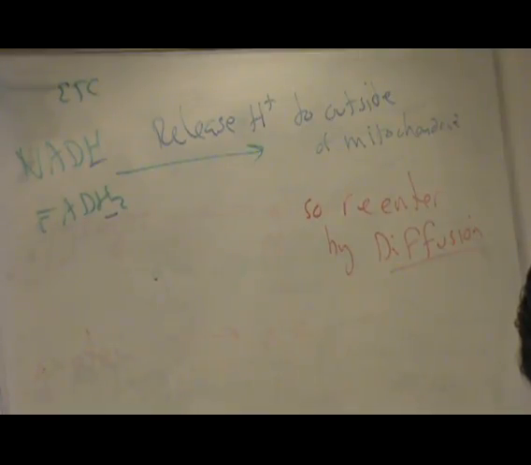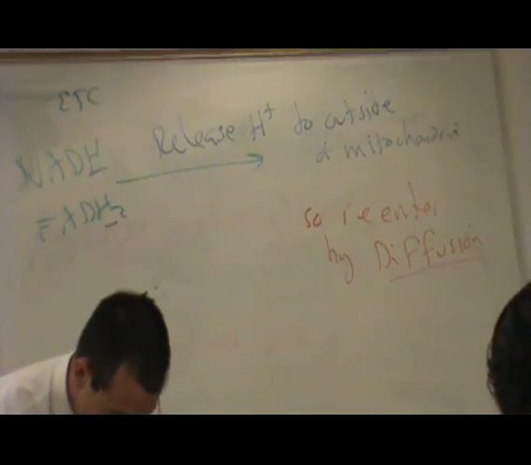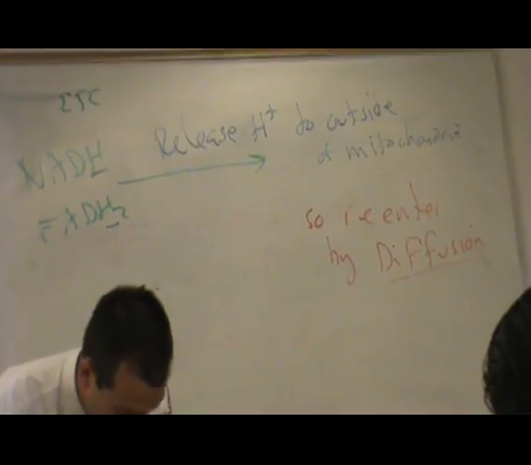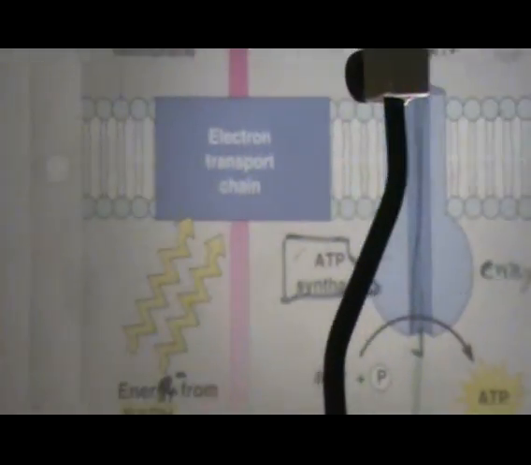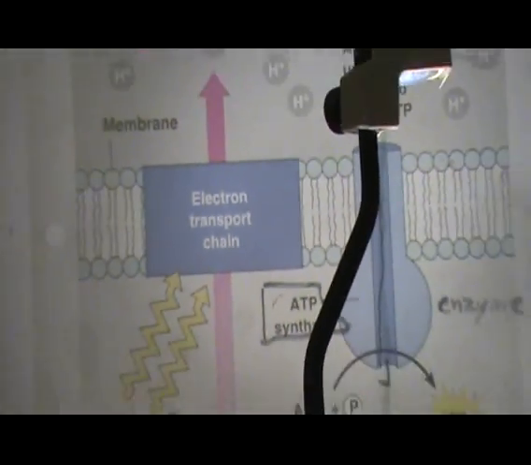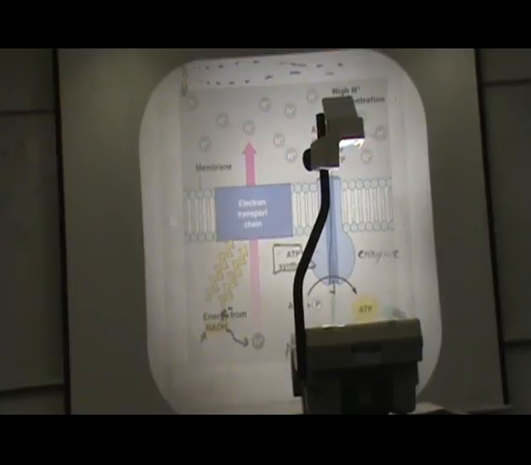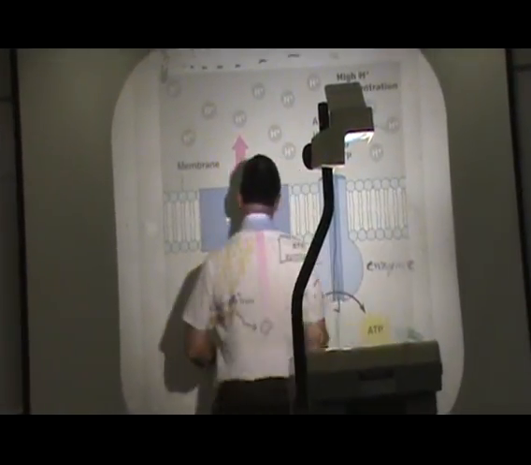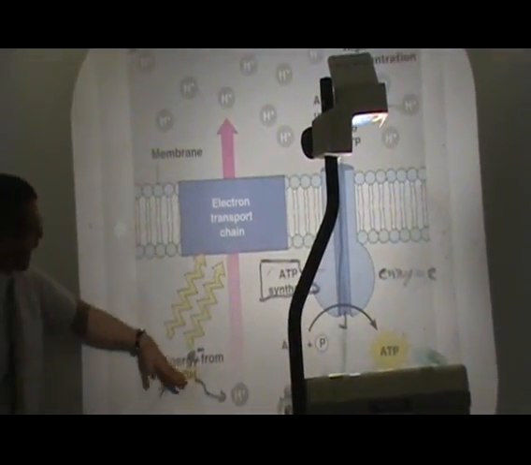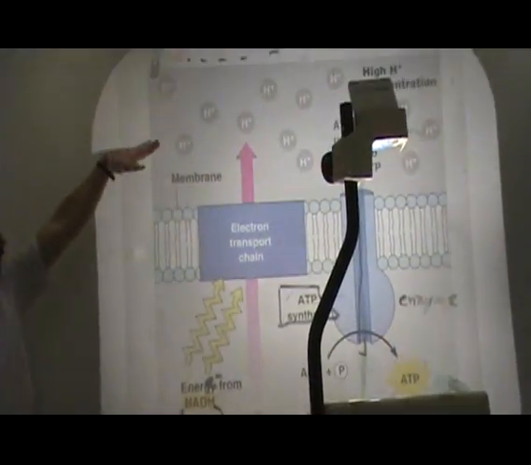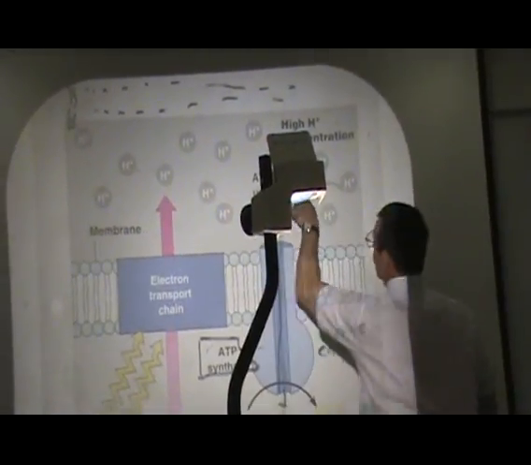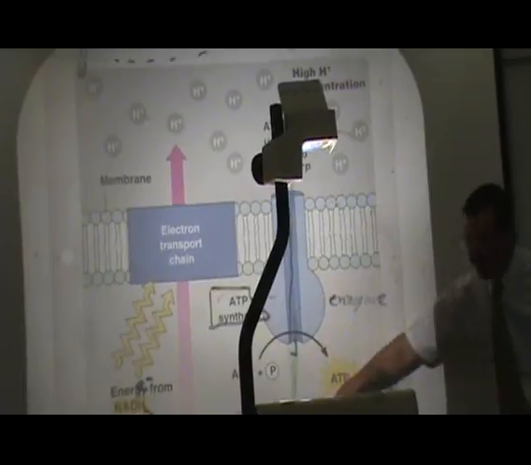Another view of this. Simple view. So I'm taking H's out. You can tell I got excited, right? I take H's out, outside, and they zip in. Gradient means diffusion. They zip back in the cell.